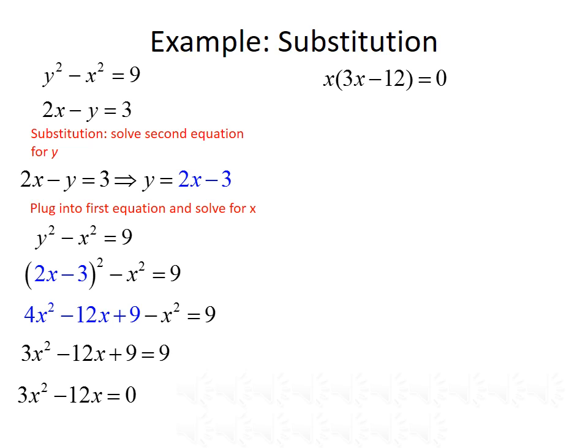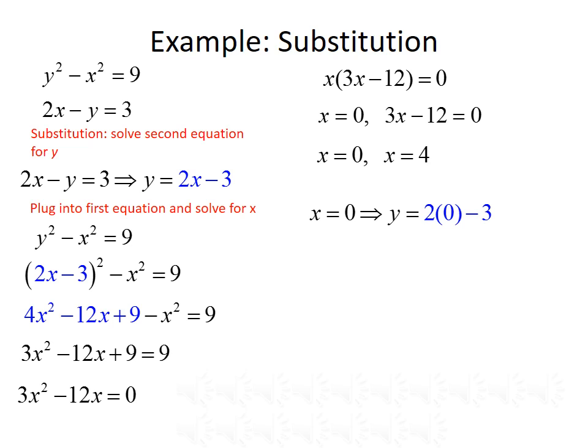So we factor our quadratic to be x times (3x minus 12). Then we'll use the zero product property, set each factor equal to 0, so x equals 0, or 3x minus 12 equals 0, and we'll solve for both factors. So we have x equals 0, and if 3x minus 12 equals 0, we'll get x equals 4. Now since we have two different values for x, we need to find out the corresponding y value for each one. So let's start with x equals 0.